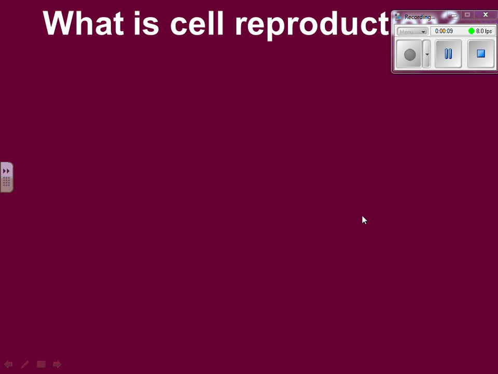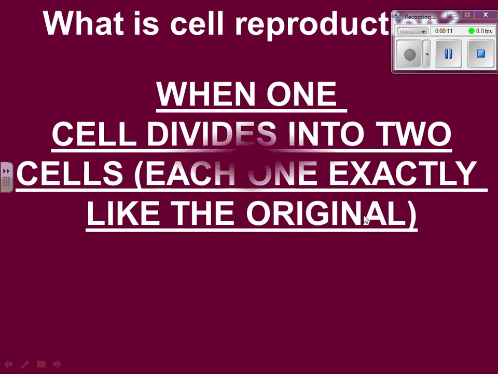We're going to start with just what is cell reproduction, and that's when one cell divides into two. And what we're looking at is cells that are exactly like the original. So these are the body cells. These are the cells like your skin and your hair that have to be identical. If you need some new skin cells, then each new skin cell hopefully will be identical to the original one. Otherwise, there's going to be some problems.